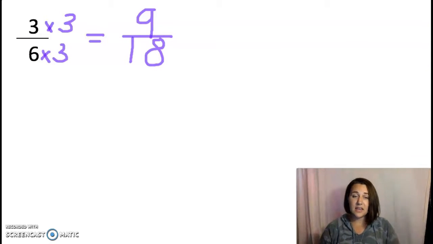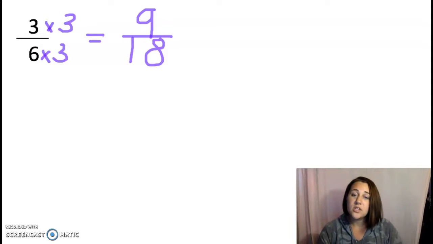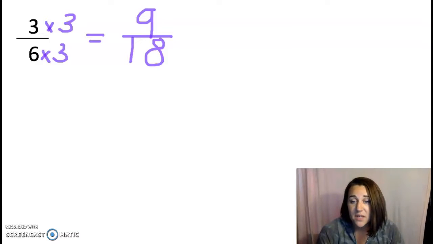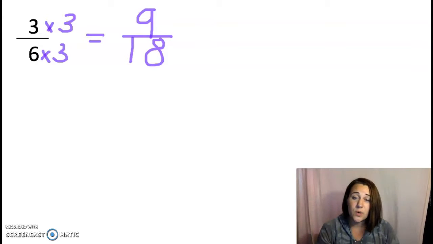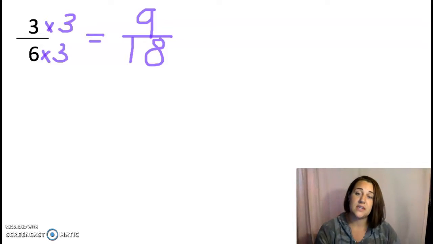Now, to get there, you could have used equal groups, right? We could have made 3 groups of 3 in them, 6 groups of 3 in them, and count them up. Whichever works for you. But either way, we got there using multiplication. And that's the skill we're working on this week that we're going to continue for today and tomorrow, right? Finding equal groups through multiplication. So now we know 3/6 is equivalent or equal to 9/18.